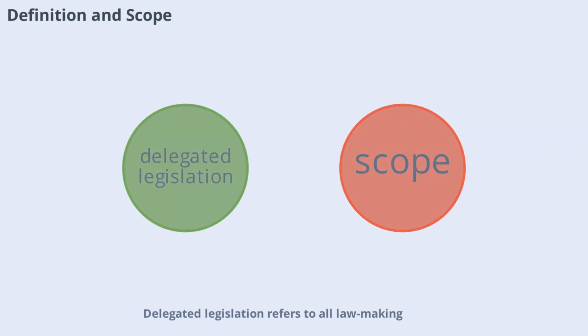Delegated legislation refers to all lawmaking by authorities other than the legislature, such as the central or state governments, administrative boards, and other bodies. It encompasses rules, regulations, bylaws, orders, and notifications. The scope of delegated legislation is broad, covering both the process of rulemaking and the resulting legal instruments. This dual aspect is crucial for understanding how administrative law operates in practice.